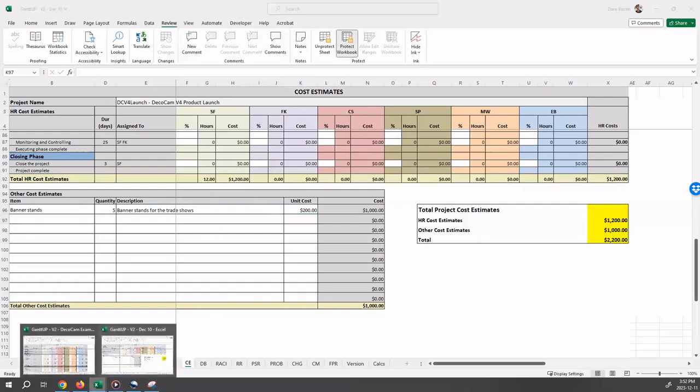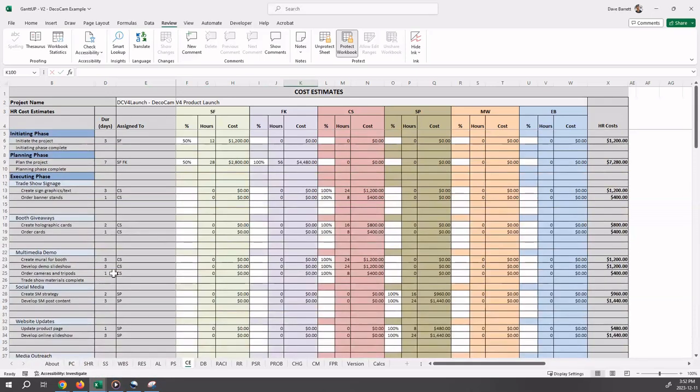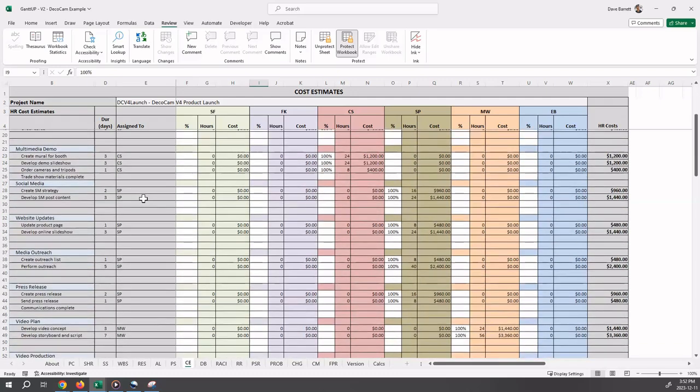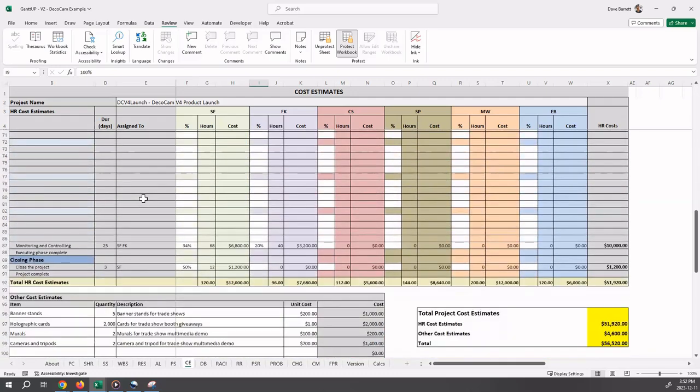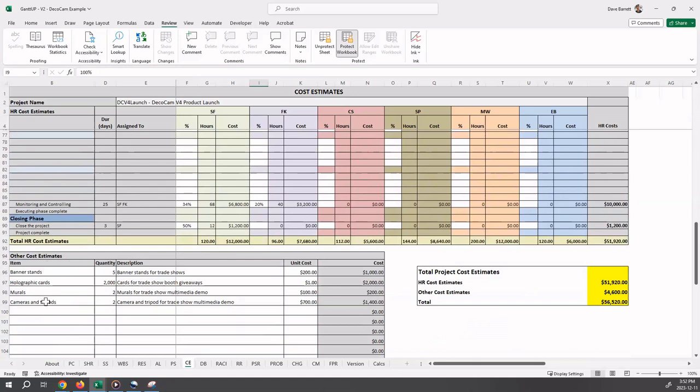Okay, so here is the remainder of the entry. So this is for all of the activities. We have amounts entered. For example, for plan the project, Sophie and Fatijit are assigned. So we see 50% for Sophie and 100% for Fatijit, which has a total cost of $7,280. Okay, so that's all entered. And we can see there are different other costs that are there.